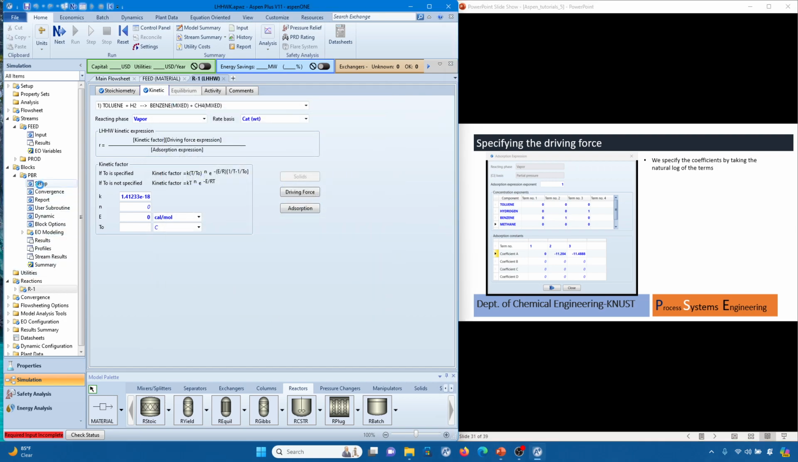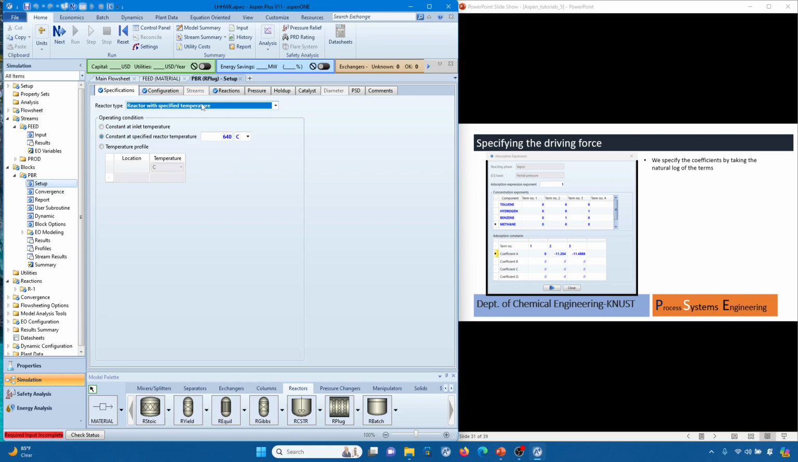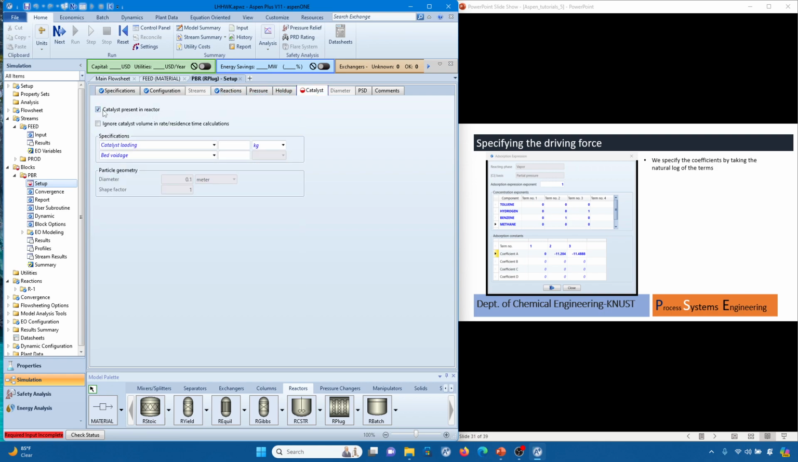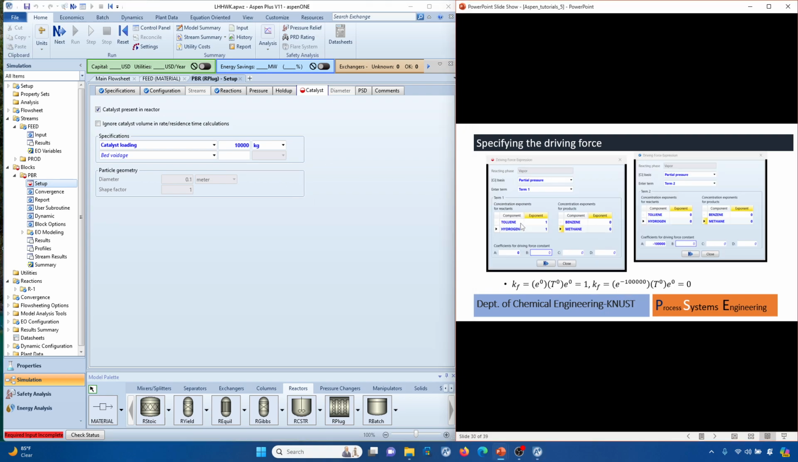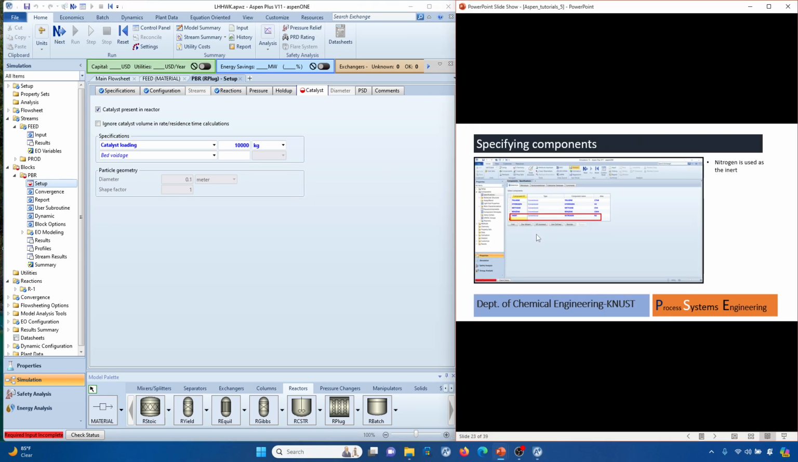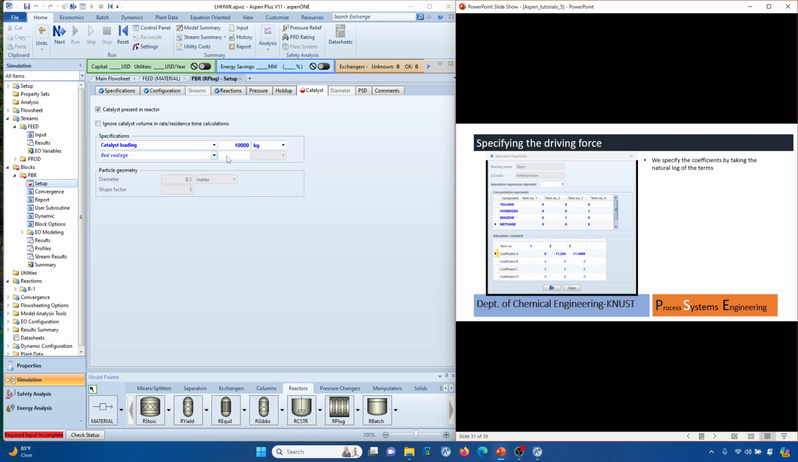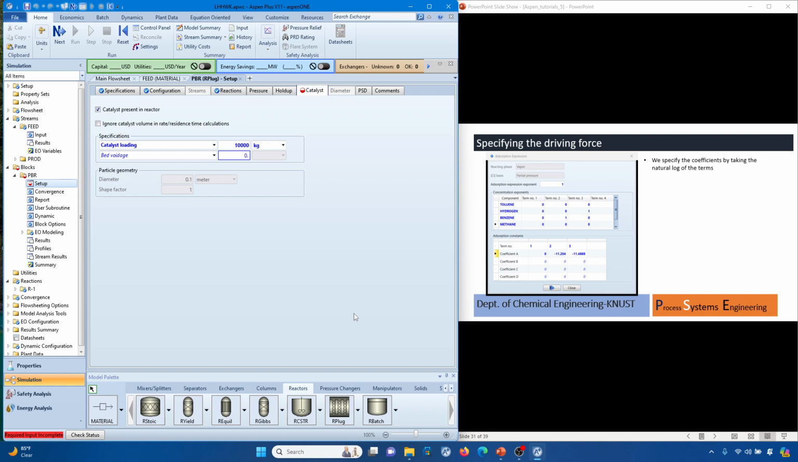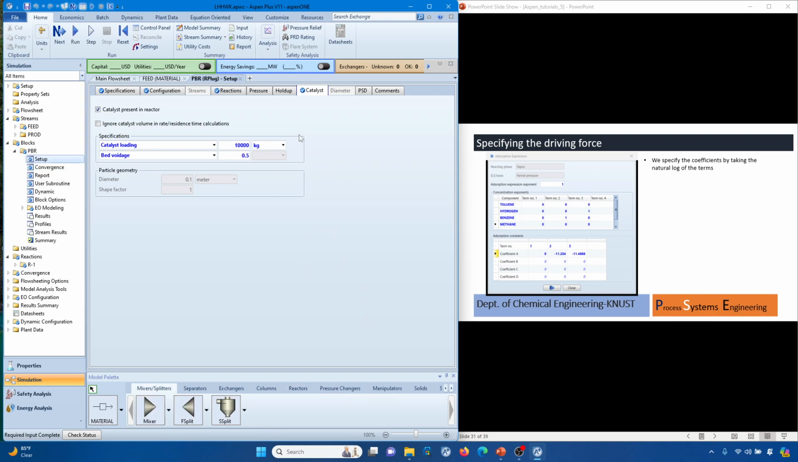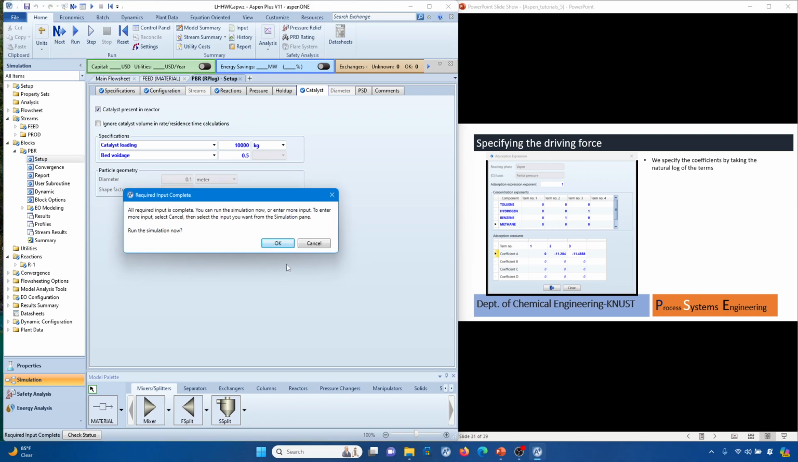Go back to our reactor. To the catalyst. Catalyst present. The loading was 10,000 kilograms according to the problem. Here we use a void of 50%. And once that is done, we should be cleared to run the simulation.